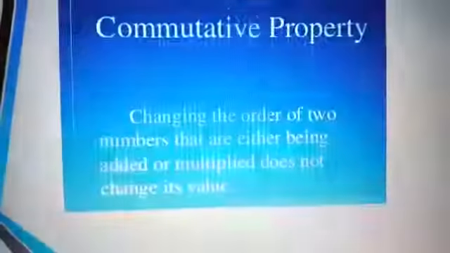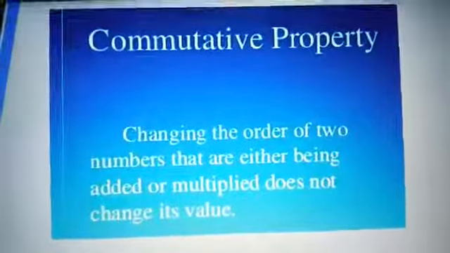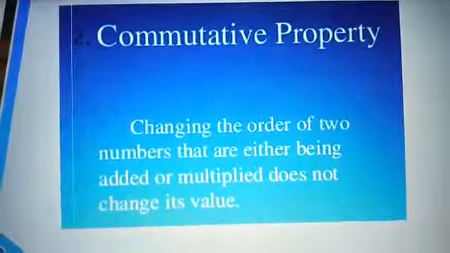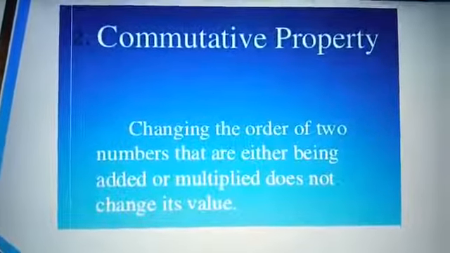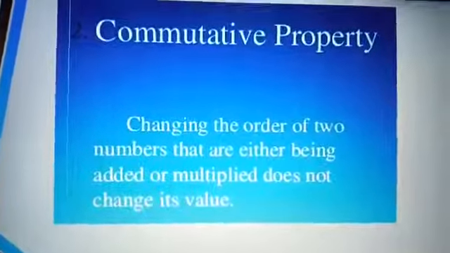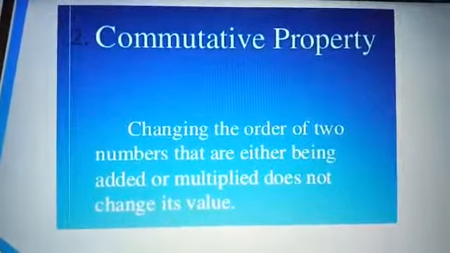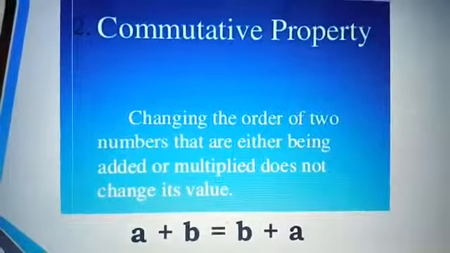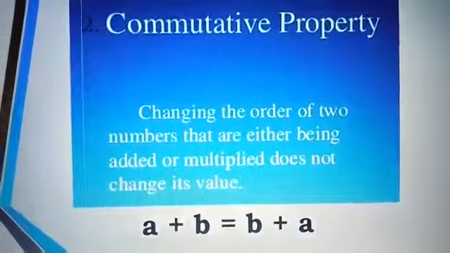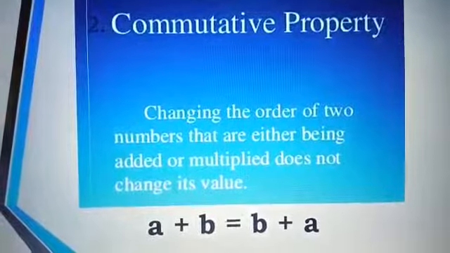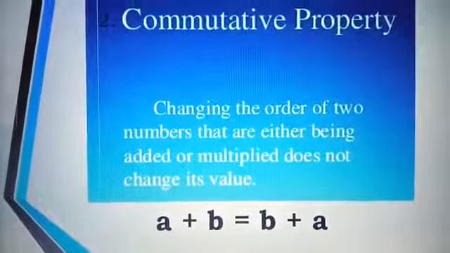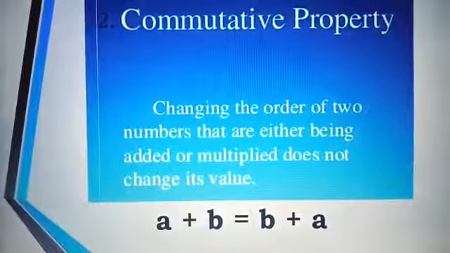Let me move to the commutative property. What is the commutative property? It means changing the order of two numbers. In the commutative property we have two values, one is A and the other is B. When you change the order of the two numbers, the answer will be the same. The value doesn't change. A plus B is equal to B plus A. On the left side it is A plus B, and on the right side it is B plus A. Even when you change the places, the answer doesn't change.